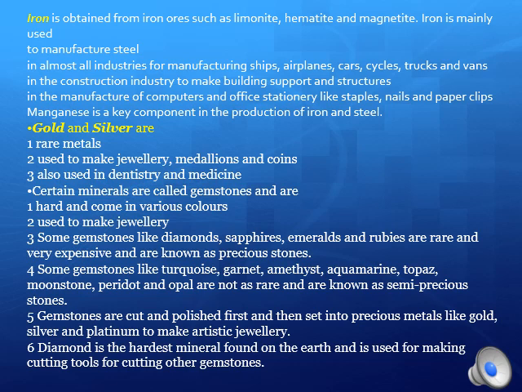Diamond is the hardest mineral found on the earth, and it is used for making cutting tools for cutting other gemstones. Minerals are also essential for all living beings. Iron is present in every living cell and is essential for the production of hemoglobin, which is a primary component of red blood cells. Other minerals like zinc, manganese, copper, and fluoride are also required in very small amounts in our diet.